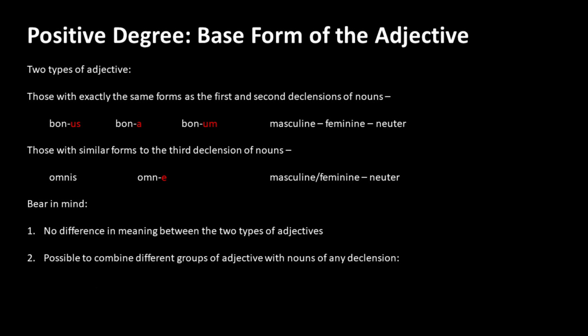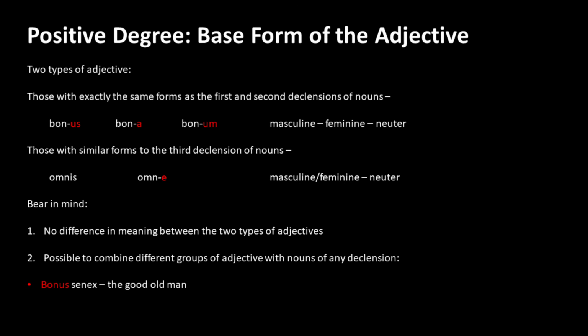Take a look at these examples. Bonus senex, or the good old man. Senex is a third declension noun, but notice that bonus is a group 1 adjective. It is a second declension masculine adjective. I have already in the previous video explained the agreement of nouns and adjectives. I will say something more about this later on in the present video.